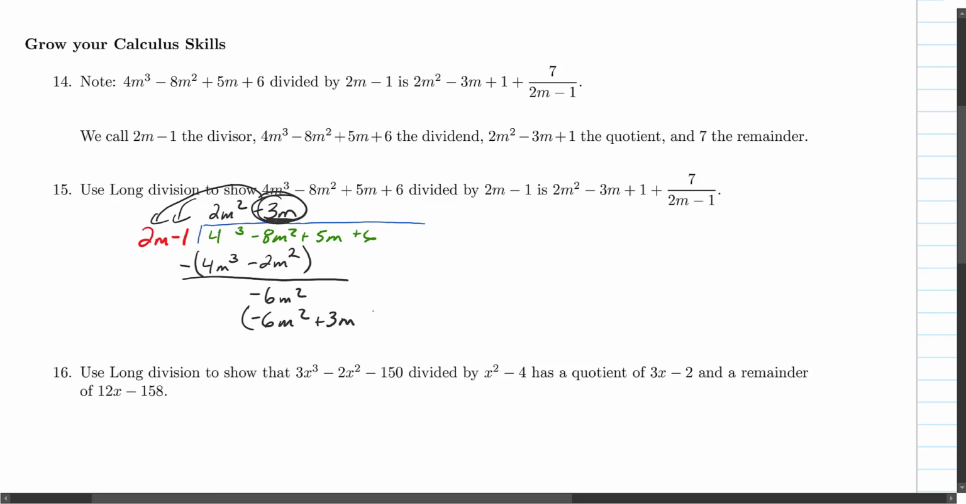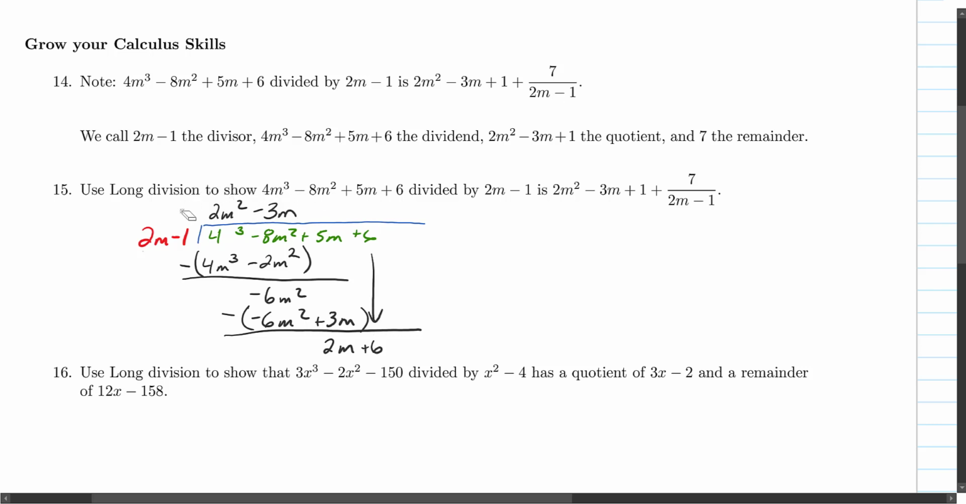Then what are we going to do? We're going to go ahead and subtract that down. Be careful, a lot of people forget to subtract that off. Notice that gives me a 0m squared for that term. That's what we wanted. And so we end up with just negative 3m and 5m, which gives us a 2m. And if we go ahead and carry this 6 down, we get 2m plus 6.